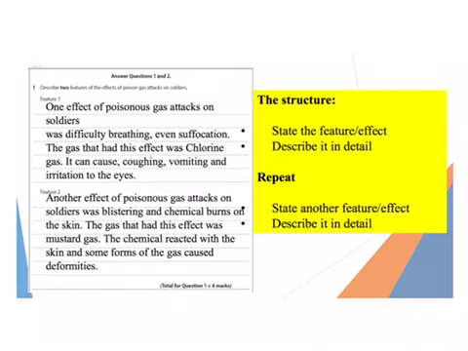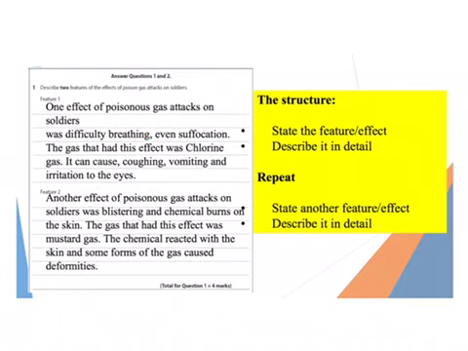Now that you've gathered your thoughts in the exam and you've remembered your revision on poisonous gas attacks on soldiers, there is a set structure that you can use to help you to write a winning answer. If you state the feature or effect and then describe it in detail and repeat that with the second one, you will succeed. If you look at feature 1, it says one effect of poisonous gas attacks on soldiers was difficulty breathing even with suffocation.